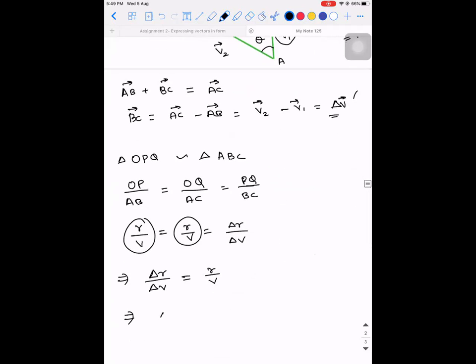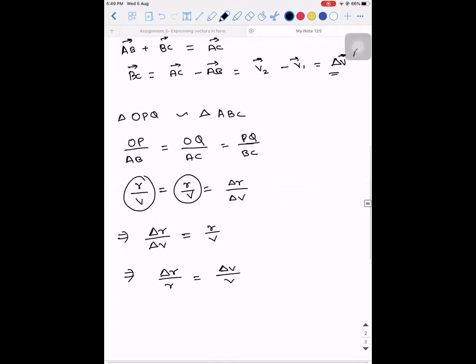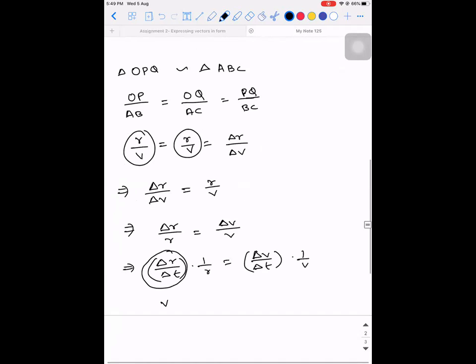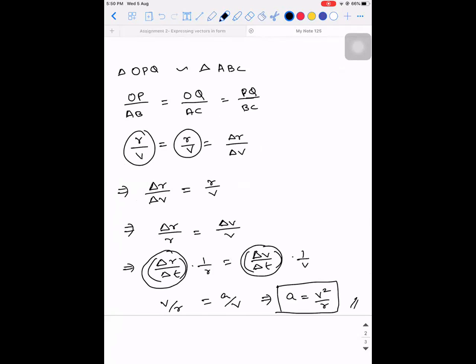Now rearranging the equation, delta R by R is equal to delta V divided by V. Can I write it like this? Yes. Dividing by delta T on both sides, delta R by delta T into 1 divided by r is equal to delta V by delta T into 1 divided by v. So what is delta R by delta T? It is nothing but velocity. Velocity divided by r will be equal to what? Acceleration into 1 by v. So a will be equal to v square divided by r. So that's the relation. That's why we say centripetal acceleration is equal to v square divided by r.